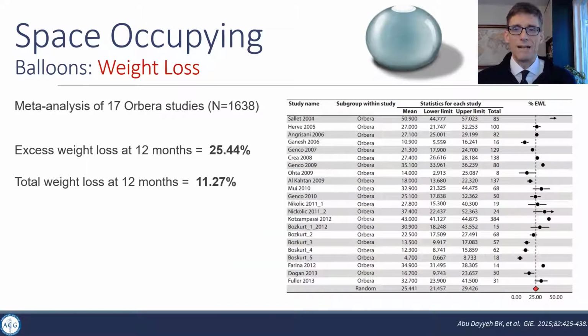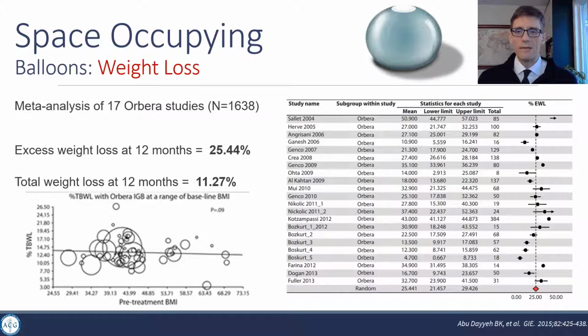Here's a meta-analysis of 17 studies using a fluid-filled balloon. They included over 1,600 subjects. And you can see the excess weight loss at 12 months was 25 and the total weight loss 11.27 at that time. And you can see this was consistent really across all BMI categories, even in the higher categories, so it's quite interesting.